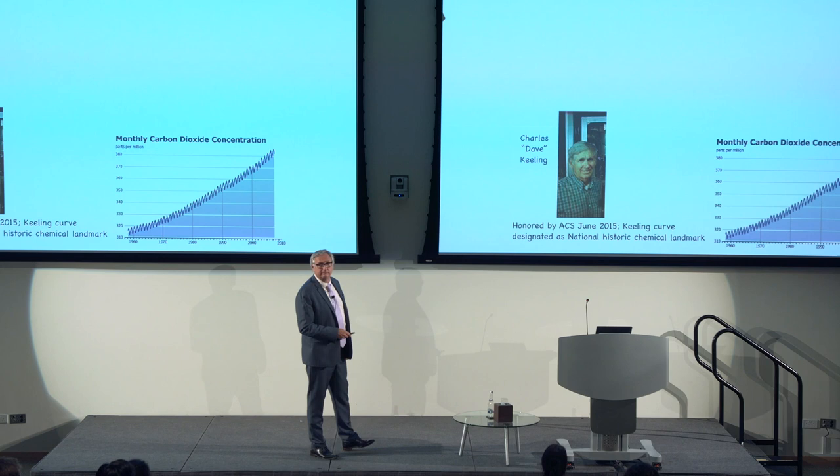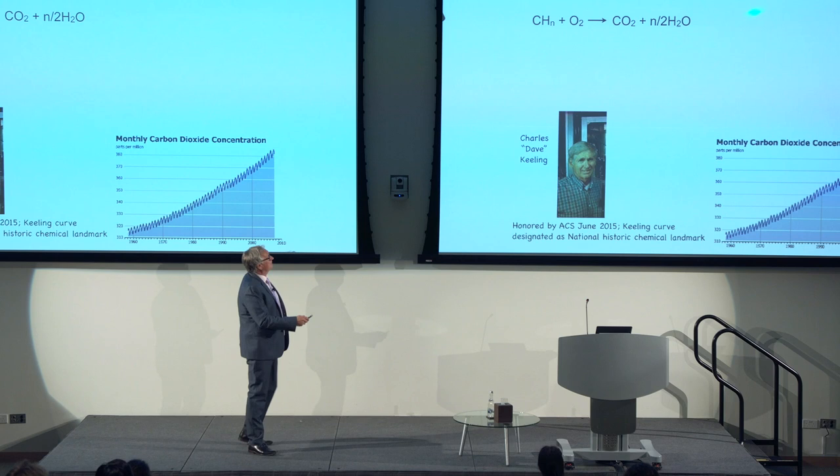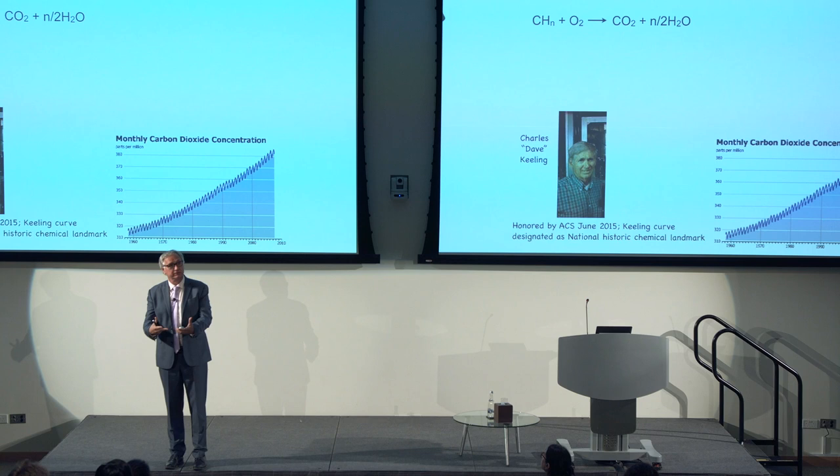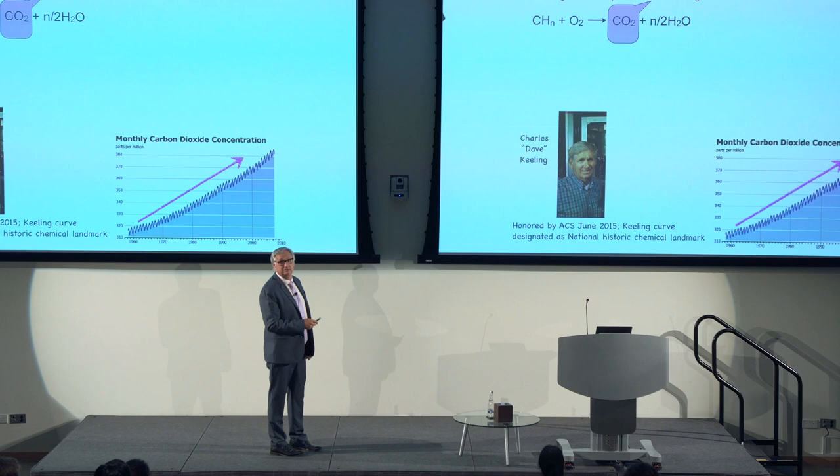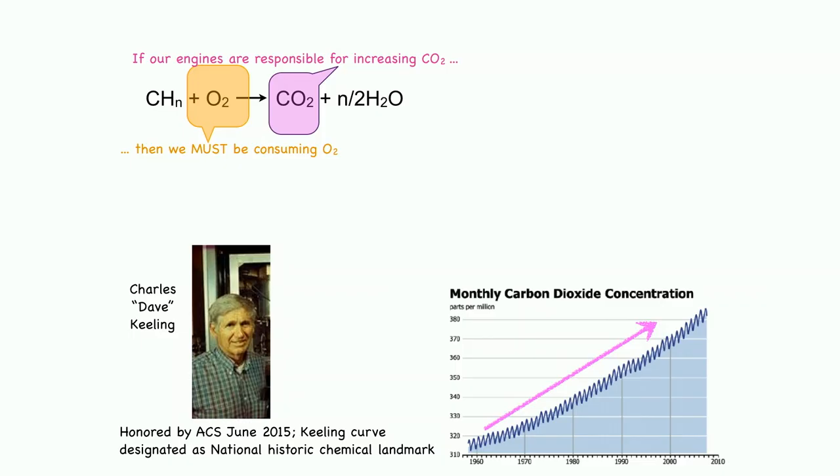So his son decided to take up this question. And here's an interesting formula. Those of you who know simple chemistry will recognize that if you burn a fuel, you consume oxygen. And so this stoichiometry tells us that if the carbon dioxide in the atmosphere is coming from increased combustion, that is, we're burning our fuels, then the amount of oxygen in the atmosphere must be decreasing. That's what chemistry stoichiometry says.